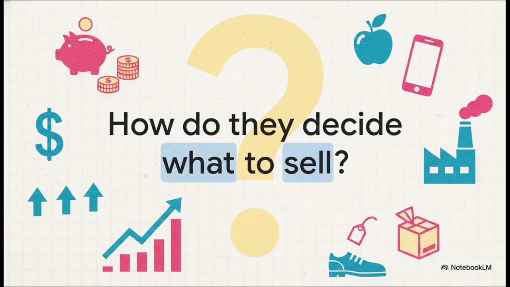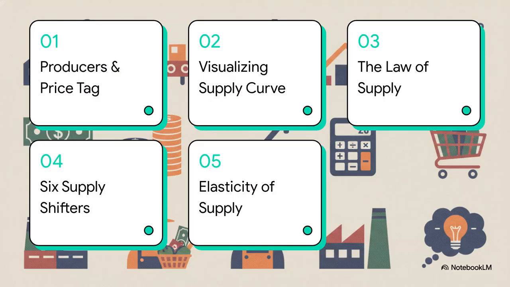Because opposite every consumer in a market exchange is a producer. And in a market-based economy, that producer is driven by one primary goal: maximizing profit. They're constantly making these calculated choices based on one major factor above all others: the price tag. To figure out how they make those choices, we'll quickly walk through 5 key areas today: producers and the price tag, visualizing the supply curve, the fundamental law of supply, 6 major supply shifters, and finally, the elasticity of supply.